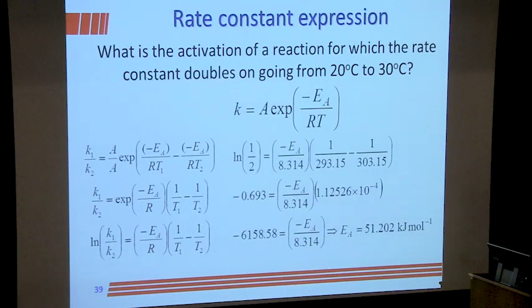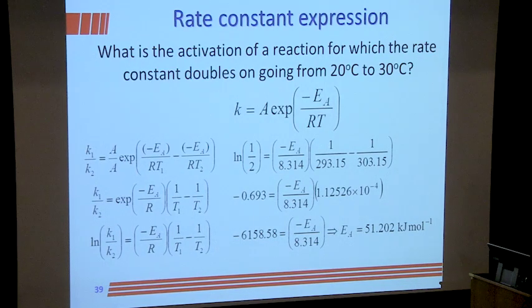And so if we then just substitute in the values, we have log of a half is equal to minus Ea over R times 1 over 293.15 minus 1 over 301.15. We do all the mathematics, and the activation energy is 51.2 kilojoules per mole. So that is the activation energy for which the rate of reaction doubles for a 10K rise in temperature, going from 20 to 30. But it's only at that activation energy.